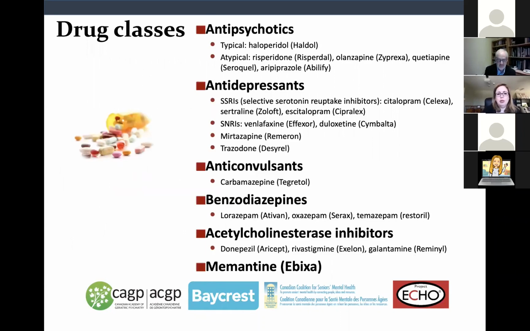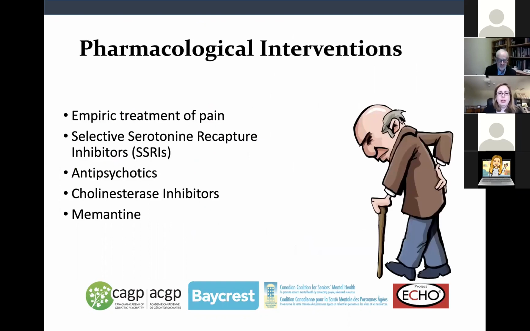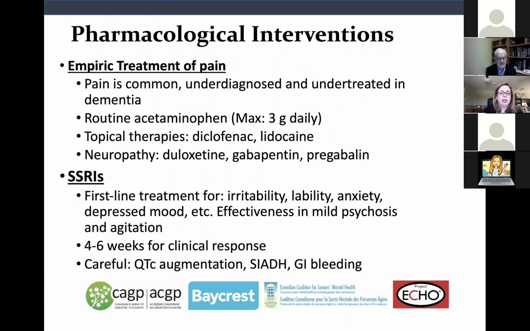Here are the drug classes used in BPSD. You're aware that antipsychotics are used, antidepressants, anticonvulsants, benzodiazepines, also acetylcholinesterase inhibitors, and memantine. When we think about prescribing a medication, there are some steps that we can address. The first one is, I believe, trying to see if there is an empiric treatment of pain that could be addressed first, because often it is undiagnosed and untreated, and it could give rise to some difficult behaviors, let's say resistiveness to care, for example. SSRIs could also be a first step approach before using antipsychotics, and cholinesterase inhibitors and memantine are mostly used in prevention of some behavior, but they won't be efficacious for acute behavior that are very problematic.